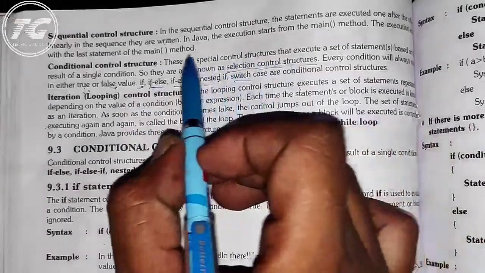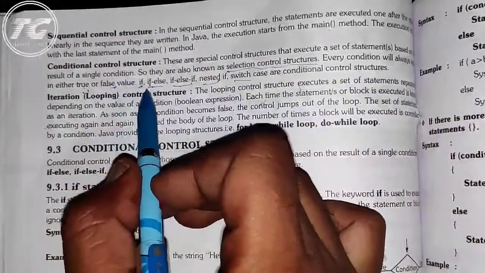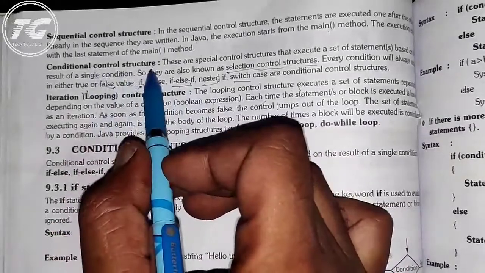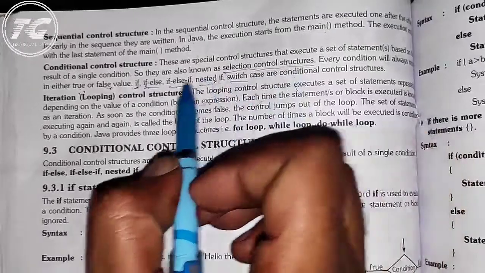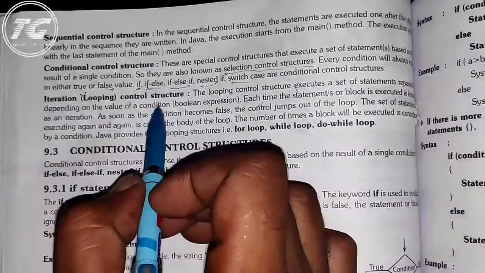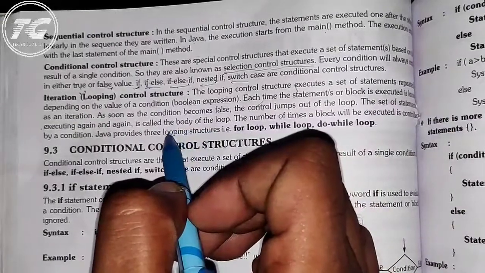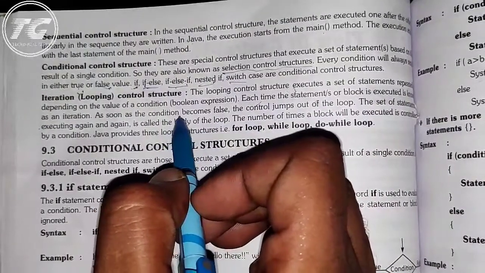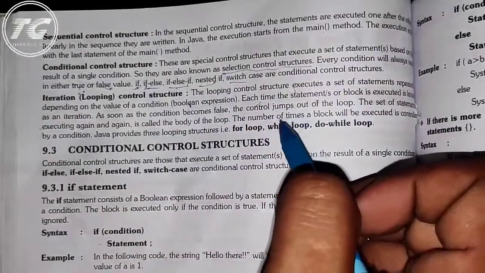So this is flow of control 1. In flow of control 1, we will discuss only conditional control structures, or selection control structures. Next we have the looping statements, and the looping statements are used to repeat a statement or set of statements again and again until some boolean condition is true.